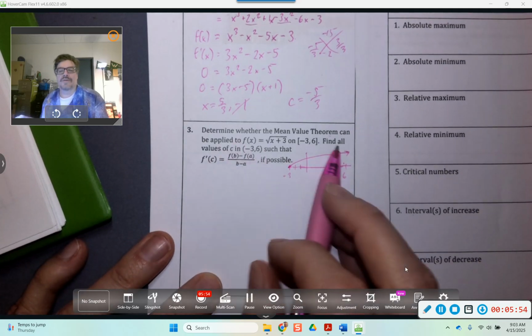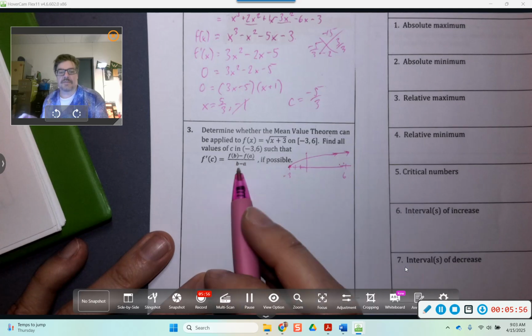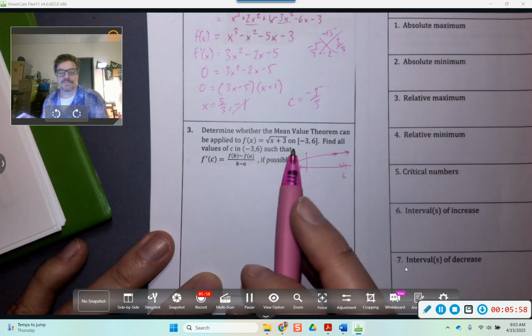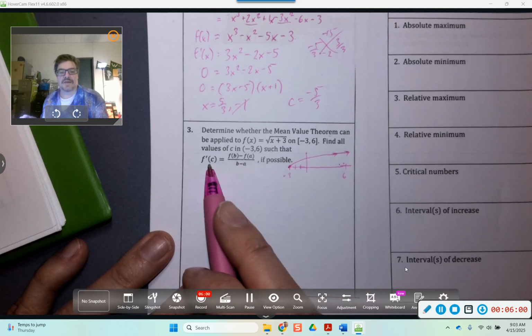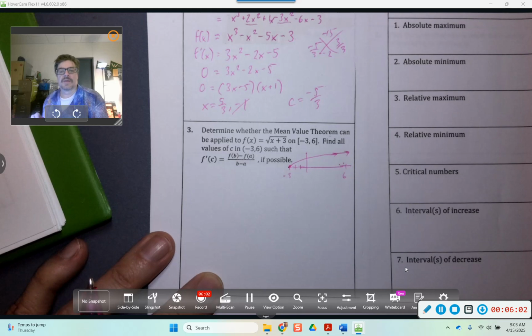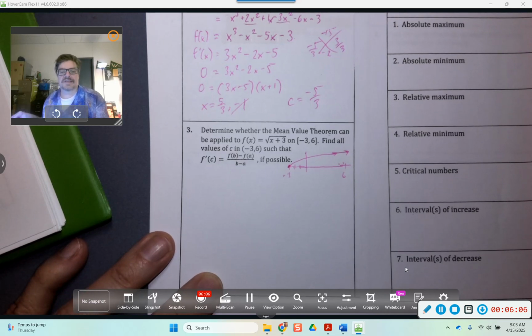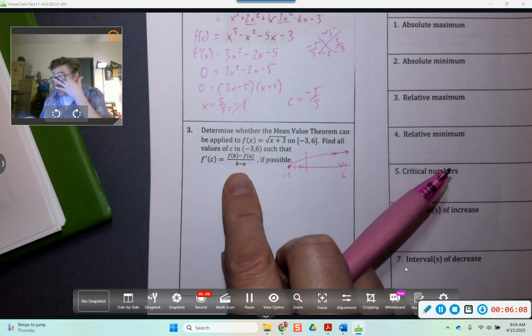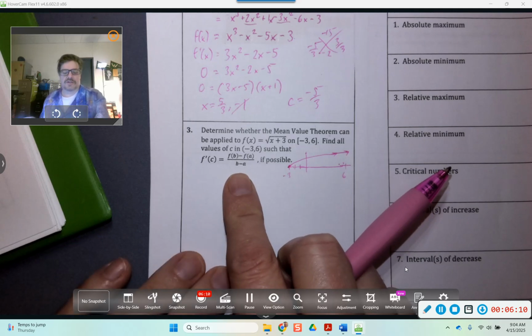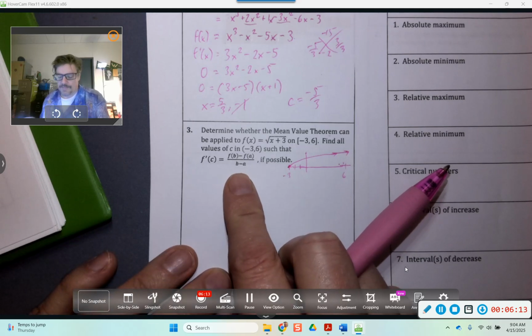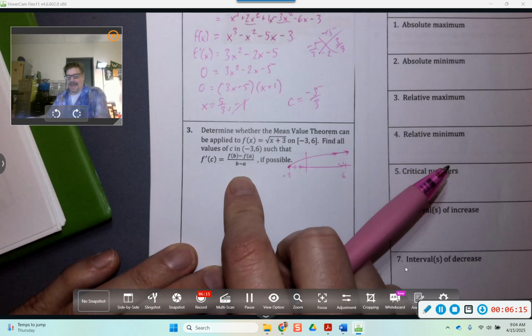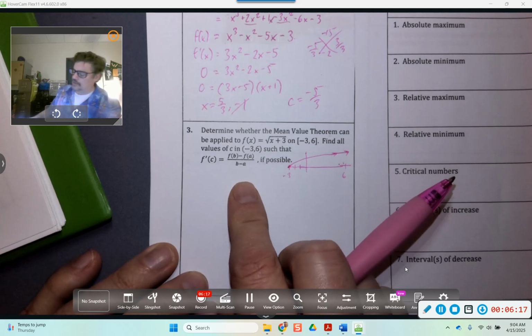To find the slope in between that equals that average rate of change. Okay, so we've got this: find all the values c such that, blah, blah, blah, that the derivative here is, if possible. So this is just another way of stating the derivative. Okay, so determine whether or not, find all the values of c such that. So we want to know the average rate of change. All right, so let's get that. The average rate of change.